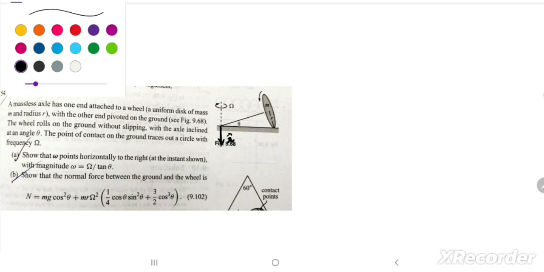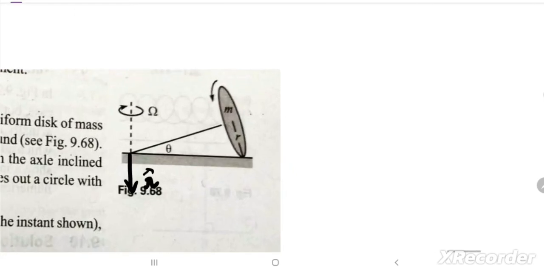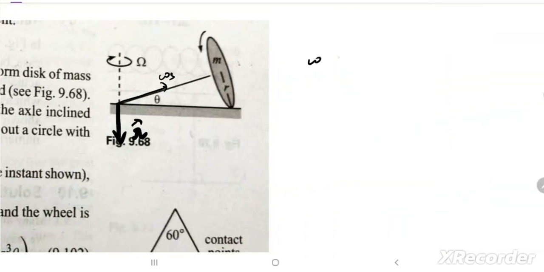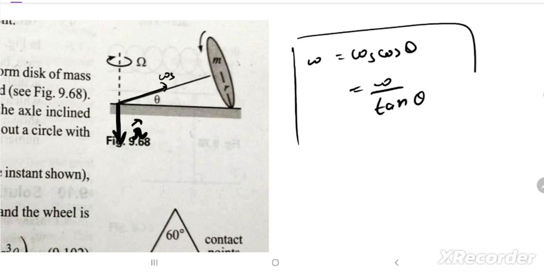Hence, my omega spin vector, the spin angular momentum vector, should point radially out of the origin, and the omega spin is such that this will nullify the vertical component. Hence, we will have a net component along the rightward direction. As said in the question, omega is equal to omega s cos theta, which will come out to be omega by tan theta. You can derive this result very easily.